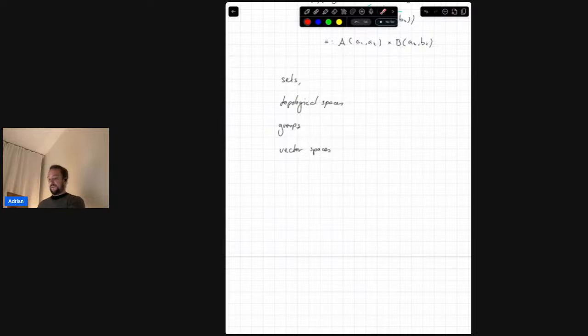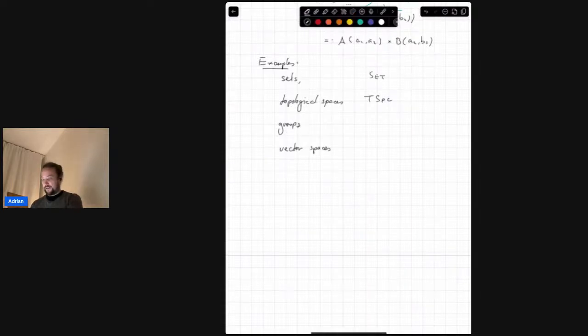So let's look at the category of topological spaces. Let's give these guys names up here already. So we have the category of sets, category of topological spaces, category of groups, and the category of vector spaces. And I'll just always be working over the real numbers, but you could be working over any field, for example, the complex numbers.